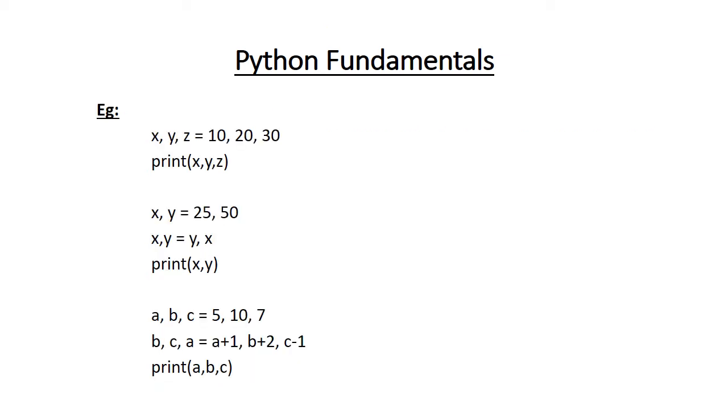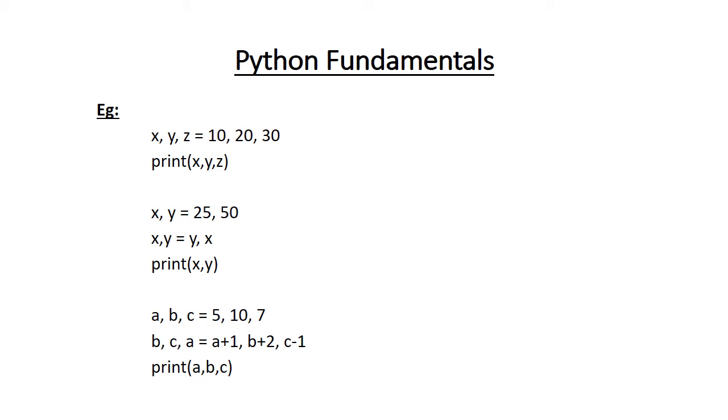Now some example programs related to Python and some of the features of Python compared with other programming languages like C++, Java or C. The very first example: x, y, z = 10, 20, 30. That means assigning values to variables can be done within a single line. Here x is 10, y is 20, and z is 30. And print x, y, z. It will print 10, 20, 30.